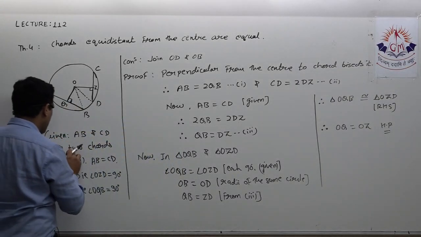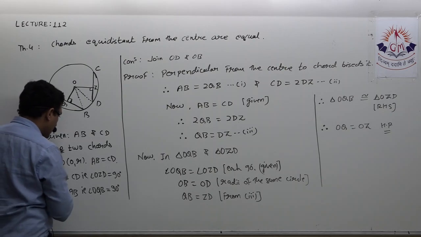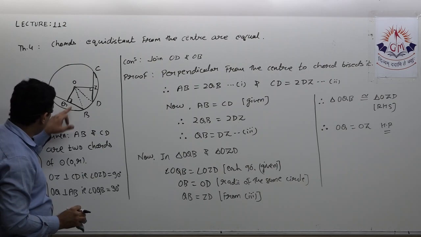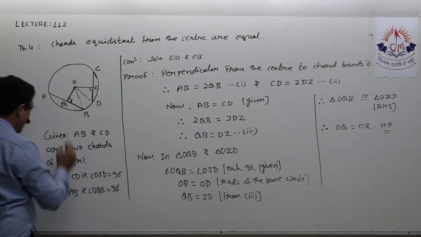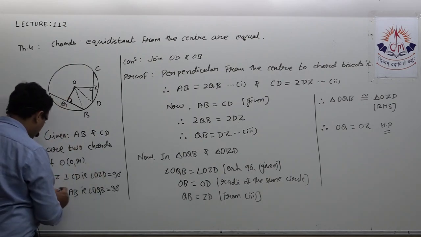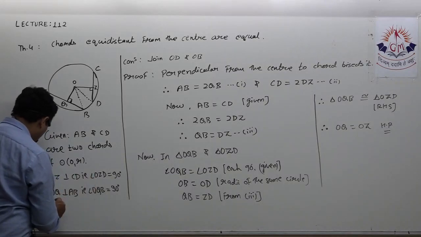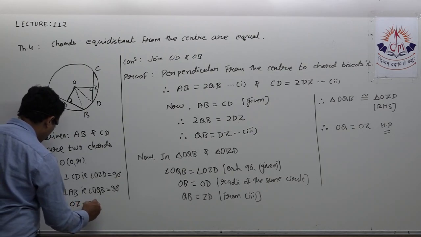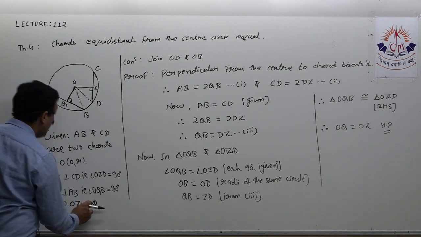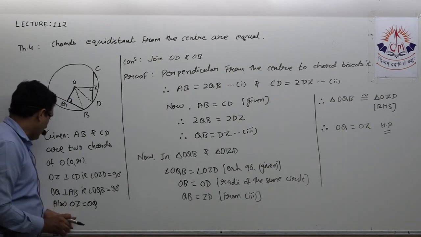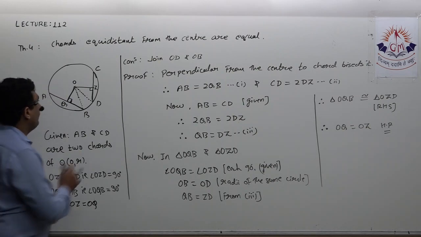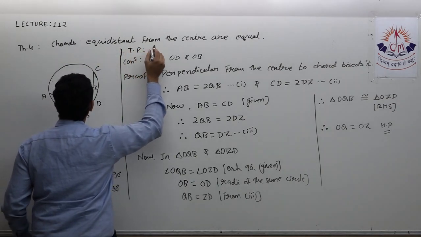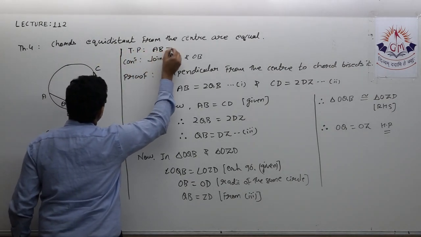Given AB and CD are two chords of a circle, definitely AB is not equal to CD. OZ perpendicular to CD, that is this angle is 90 degrees, OQ perpendicular to AB, and also here it is given that OZ is equal to OQ. Okay, OZ is equal to OQ. So what we have to prove: AB is equal to CD.